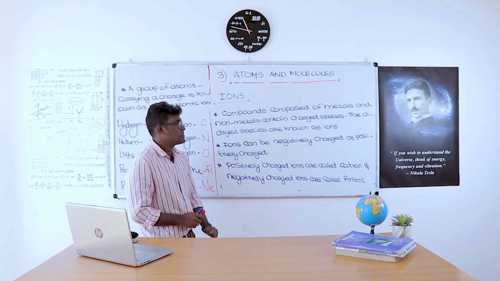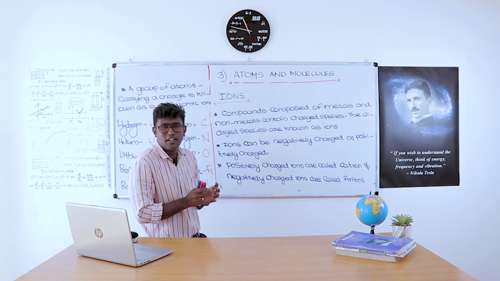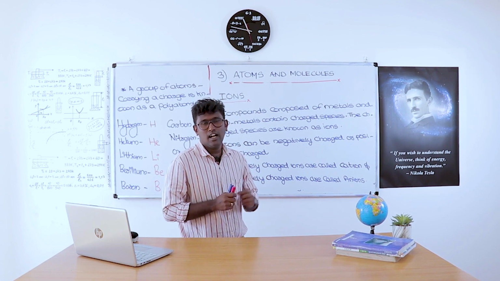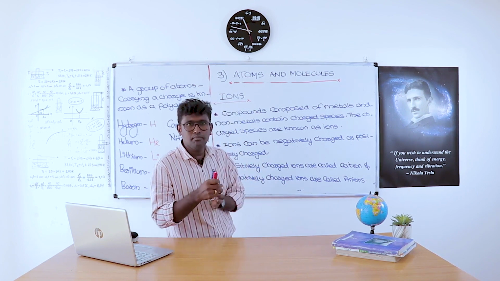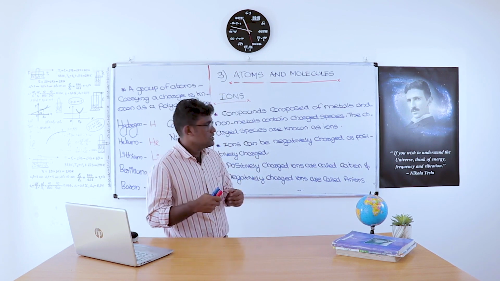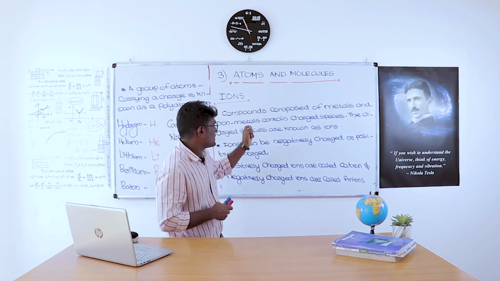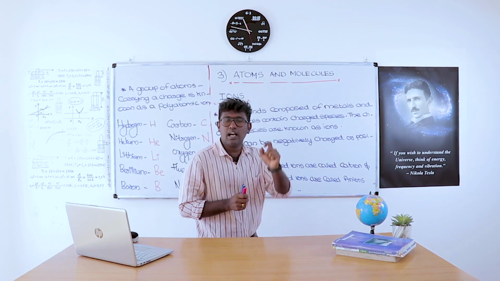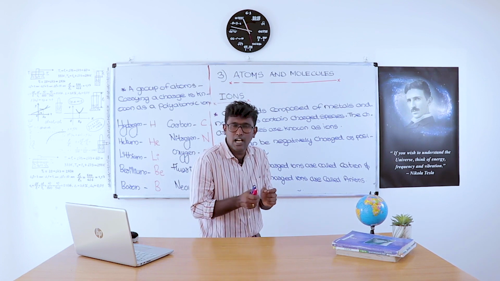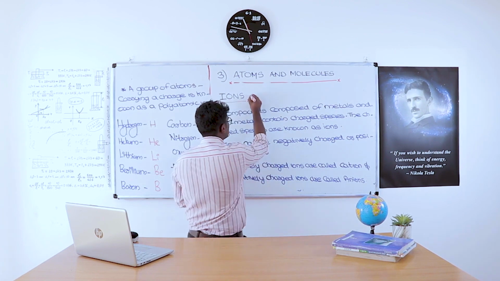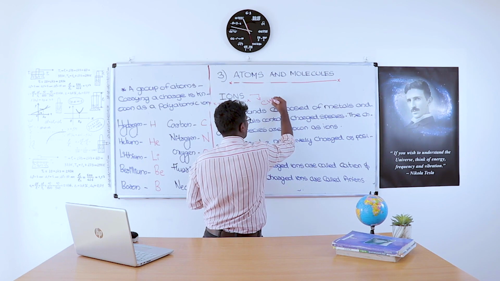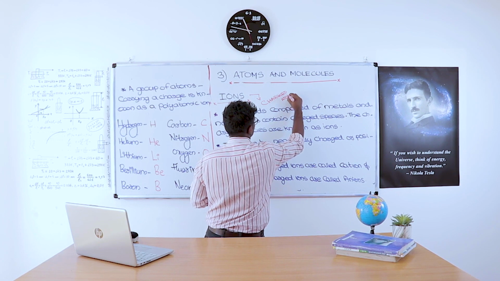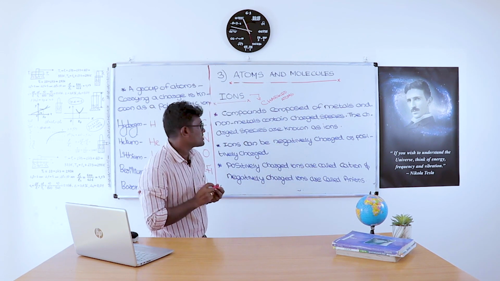So moving to the next topic called ions. Here we want to discuss what is meant by ion, what the types of ions are, and also in this topic we are adding the symbols of some elements. So what is meant by ions? Charged atoms are called ions.